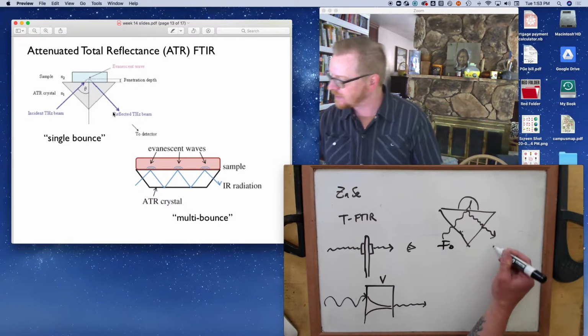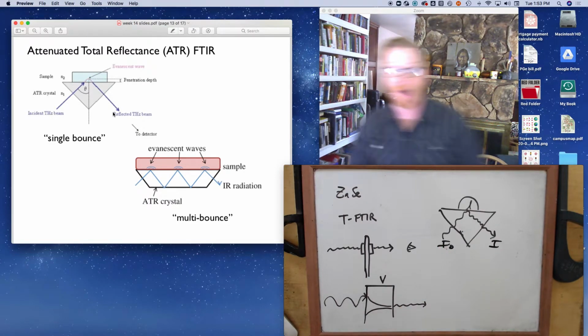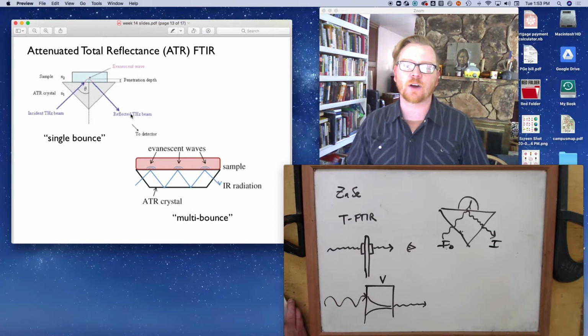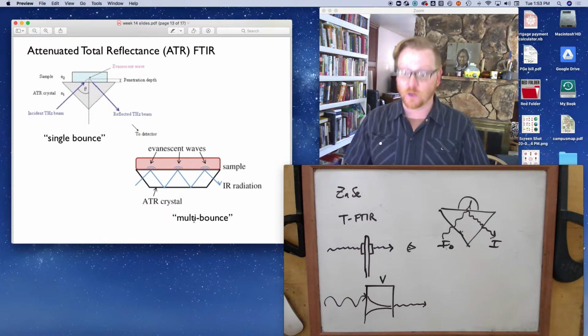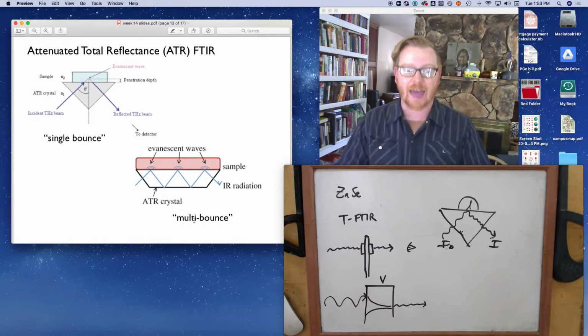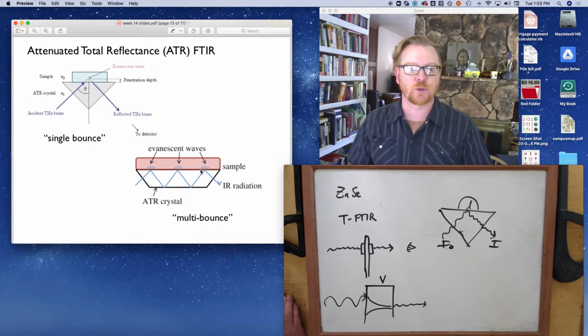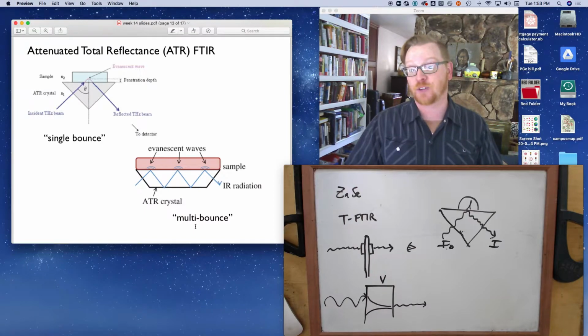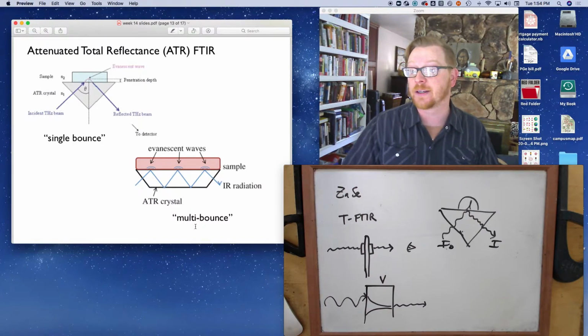So this will be I0 and this will be I. Okay? So that's called a single bounce ATR crystal, where literally only one bounce happens. The really sensitive ones are called multi-bounce, and this allows you to do quantitative IR at very, very low concentration. This is only showing you 1, 2, 3 bounces, but a typical multi-bounce IR ATR accessory might have as much as 20 or even 100 bounces.